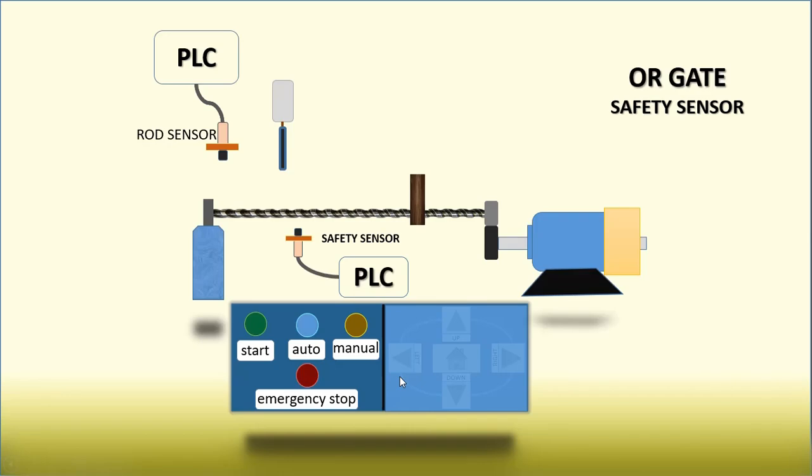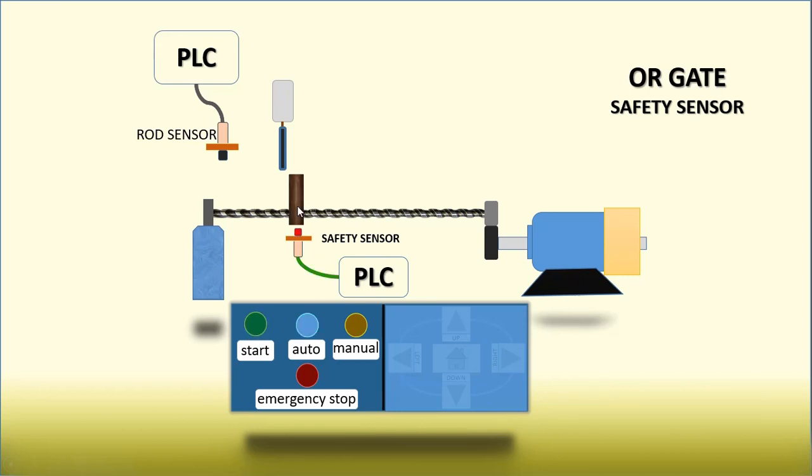This is a cut to length machine which cuts metal rods according to the desired length. This is the pusher which pushes the rod. This is the cutter, and this is the rod sensor, and this is the safety sensor. This sensor prevents the pusher from moving further and colliding with the cutter. Now all the moving parts are in their home position. Now let's start the process by selecting auto mode and pressing the start button.